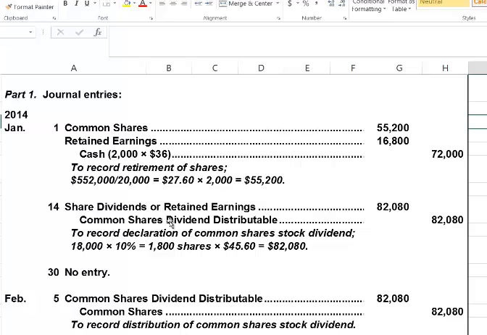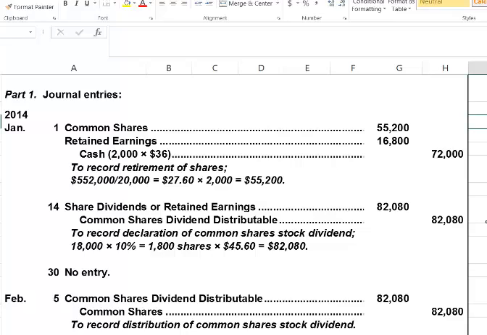Now we're using the distributable account here, don't forget, it's not a liability. It's a shareholders' equity account. But we're not crediting common shares. We're crediting this distributable account because we're not going to issue the shares until February the 5th. So we have to set them up in this common share dividend distributable account, which is a shareholders' equity account, for the amount of 1,800 new shares times $45.60 a share, which is going to give us $82,080.